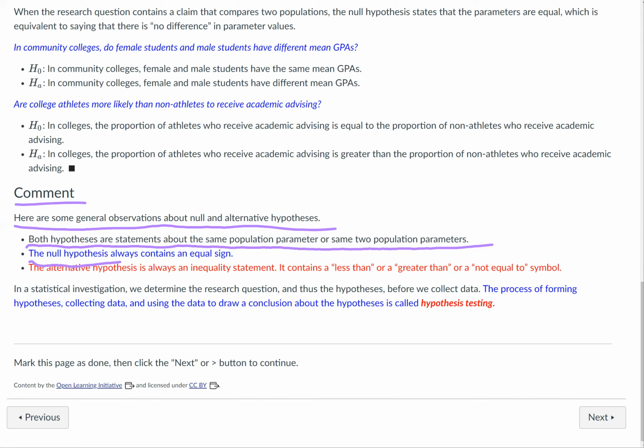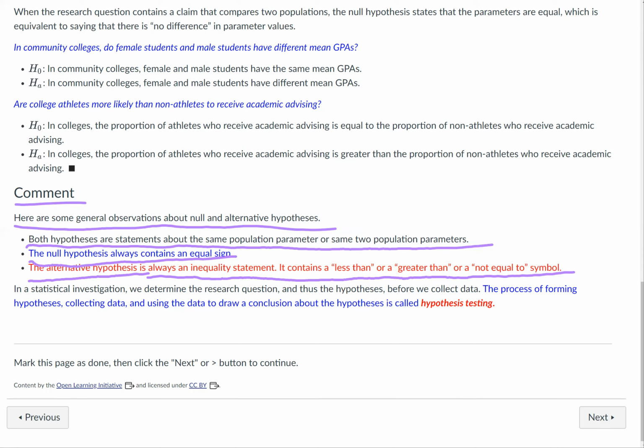Another thing, the null hypothesis always contains an equal sign. And the alternative hypothesis is always an inequality statement. It contains a less than, a greater than, or a not equal to symbol. If you're not sure which one they're saying is greater than the other, just say they're not equal. Like the female GPA versus male GPA, we didn't know if they were trying to say which one was larger than the other, so we just said not equal to.